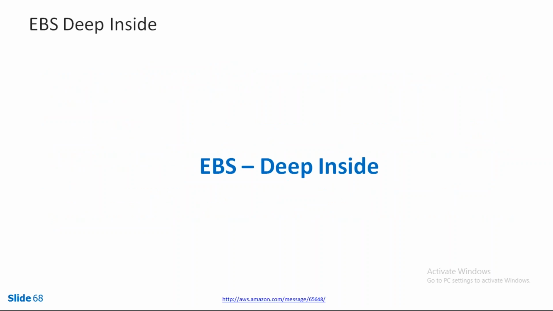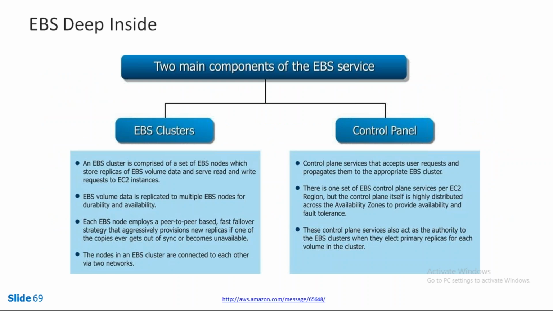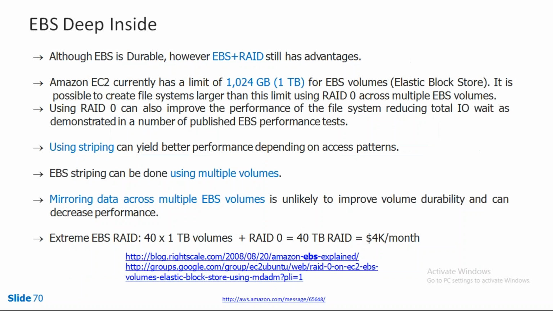So let's go deep inside. Two main components of the EBS service: EBS clusters and control panels. These are used for high availability and redundancy, and it is very deep inside. Let's not crack our brains in this situation.